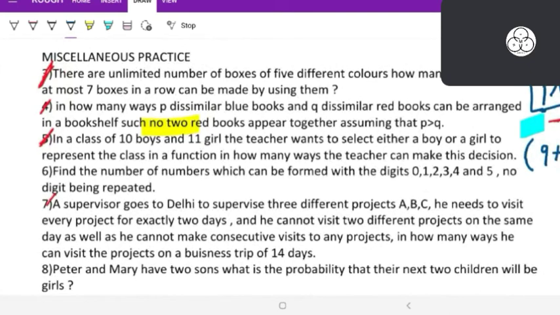So, in a class, 10 boys and 11 girls, the teacher wants to, oh, this question is not required. Easy question.